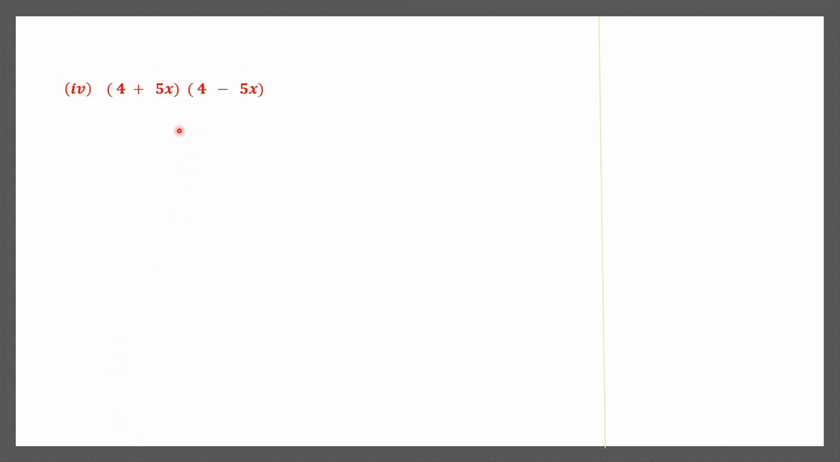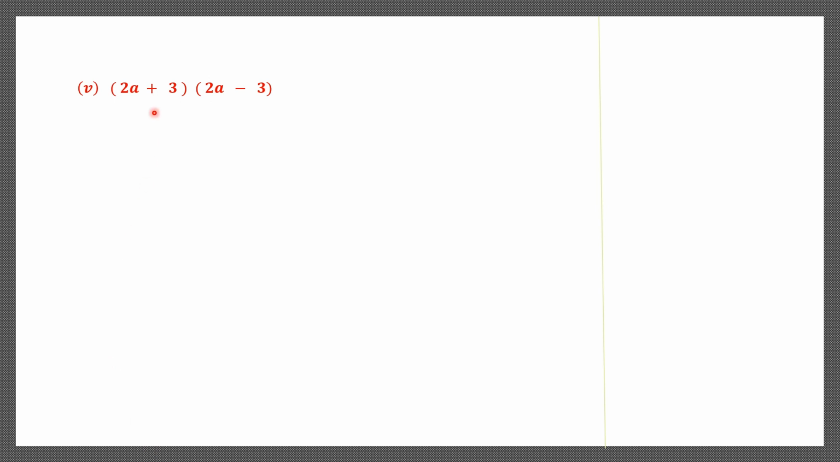Next one. Here again, look carefully. First term is the same. Second term is the same. We're finding the product of the sum and the difference. So use the formula a square minus b square. So this is a, b, this is a, this is b. So a square means 4 square minus b square means 5x the whole square. So 4 square means 4 fours are 16 minus 5 square means 5 fives are 25 and x square will be x square. So what is our answer? 16 minus 25x square. So you don't have to go through all the long steps.